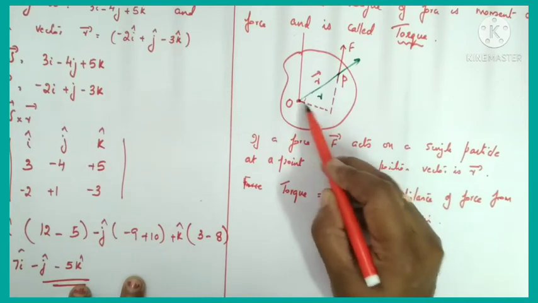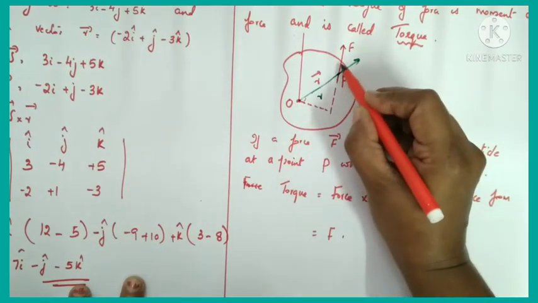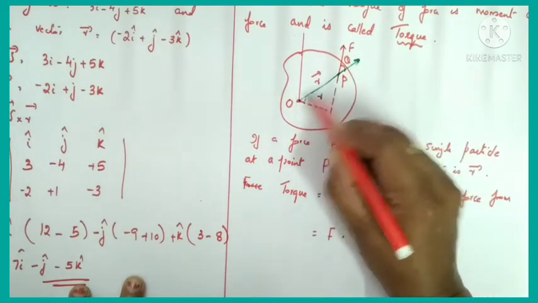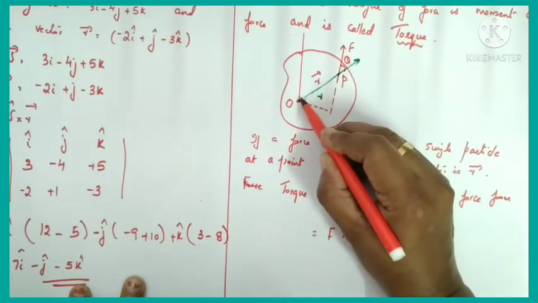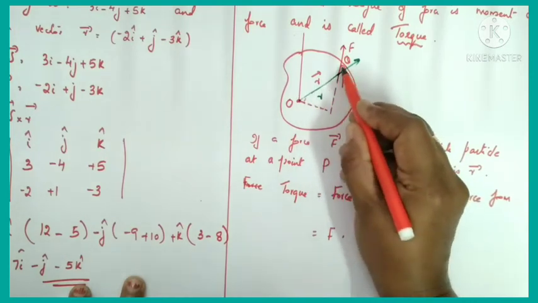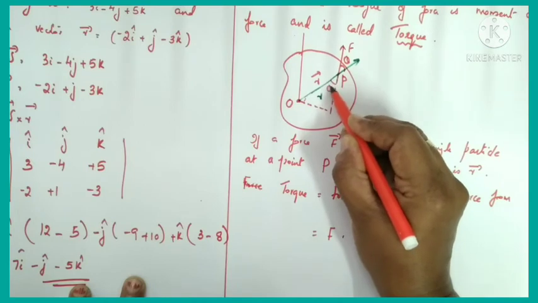How will you find out this distance? Clear? For that, let theta be the angle between F and R, where R is the distance between the point and the origin. So theta is the angle between F and R. Since this is theta, this is also theta.